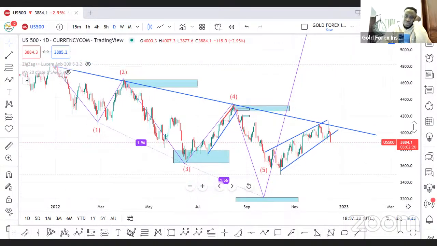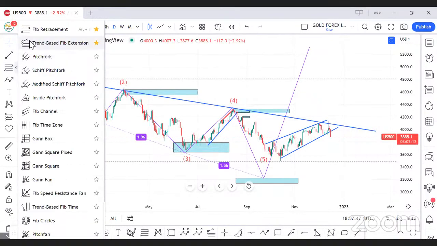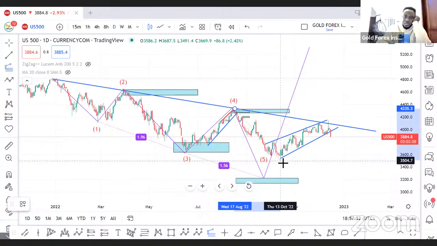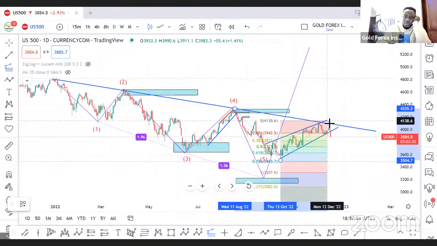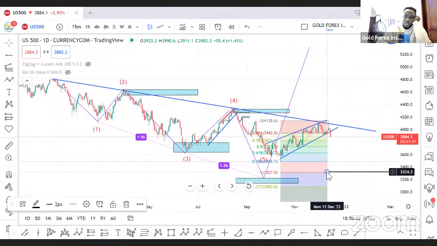So this one is right though, unless you go and check the lower time frame. Otherwise, your stop loss will be big. So this is the take profit. The take profit is here, 3324.3.